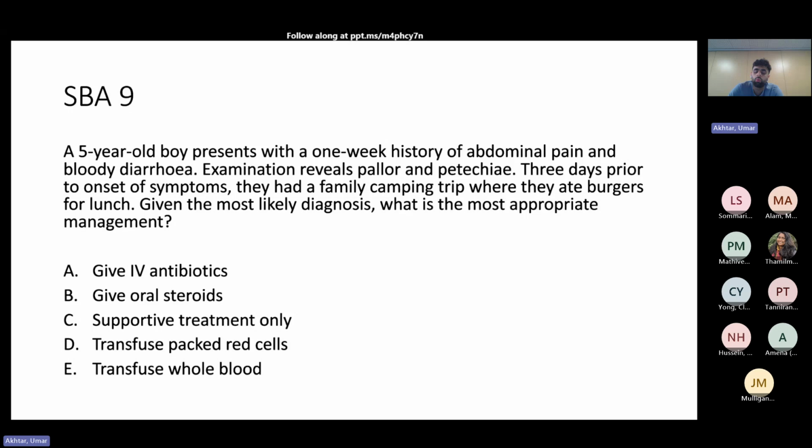Does anyone know what you would say about answer A? Because you might think it's a bacteria, E. coli. Let's give some IV antibiotics, that might help. Why do we think that's not the case? Try and think about what's going on inside the patient, and then what antibiotics do.